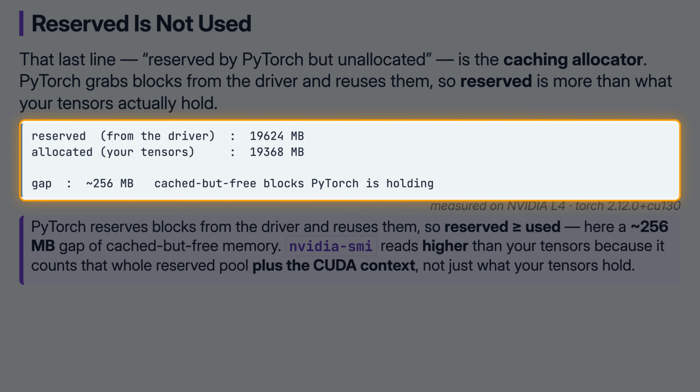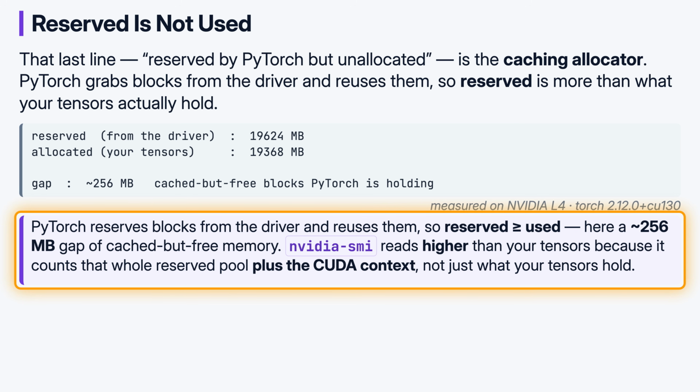That last line is the caching allocator. PyTorch grabs blocks from the driver and reuses them. At the out of memory, PyTorch had reserved about 19,624 megabytes, but its tensors only held about 19,368. The gap is about 256 megabytes of cached but free blocks. That matches the message's reserved but unallocated line. So reserved is always at least as much as used. NVIDIA SMI reads higher than your tensors. It counts the whole reserved pool plus the CUDA context.